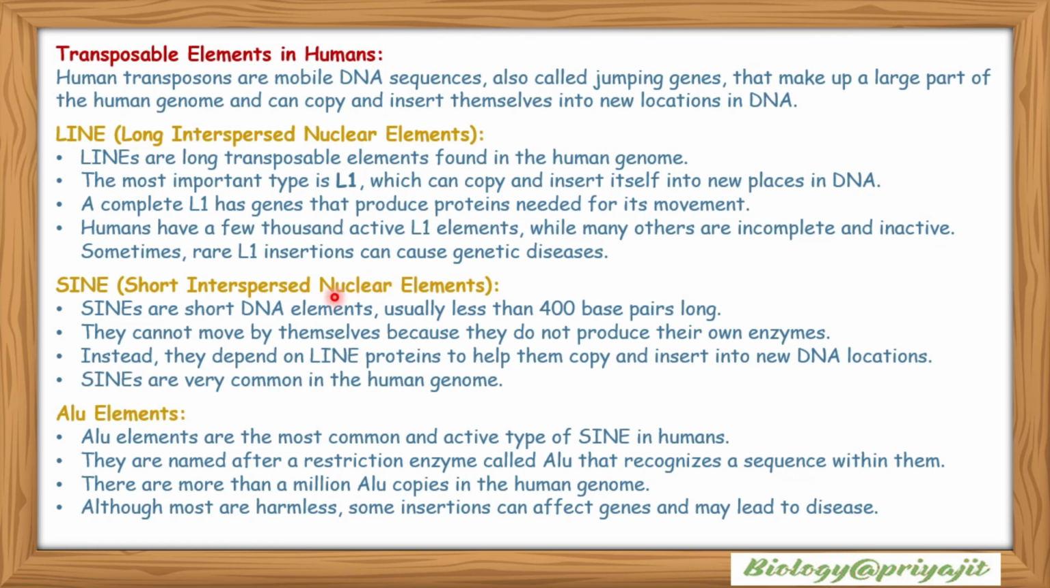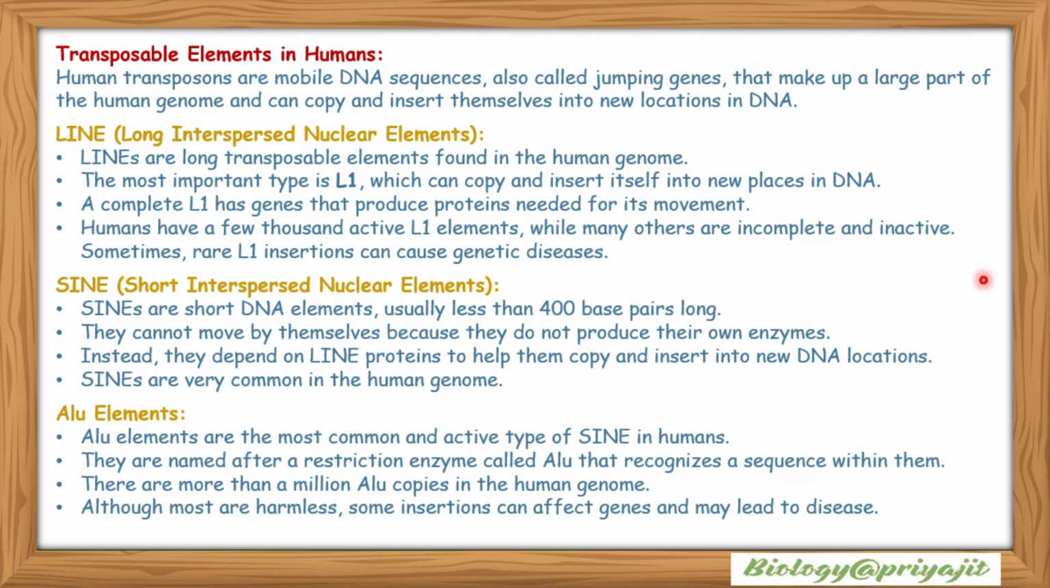SINE, that is short interspersed nuclear element. SINEs are short DNA elements, usually less than 400 base pairs long. They cannot move by themselves because they do not produce their own enzymes. Instead, they depend on LINE proteins to help them copy and insert into new DNA locations, and SINEs are very common in the human genome.